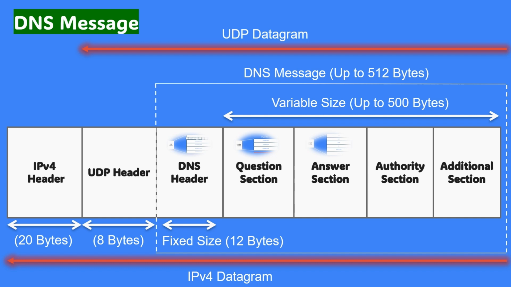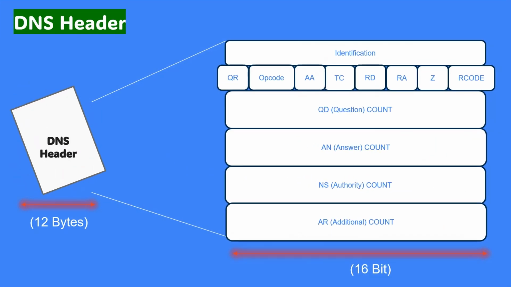Further, we can move and see what fields the DNS header has. So let's check those. The DNS header is again 12 bytes, and it comprises different fields like identification, and there are 8 flags present in it, which come with their own unique use cases. So we are going to cover those use cases next in the video. So keep watching. Next we have the question count, answer count.